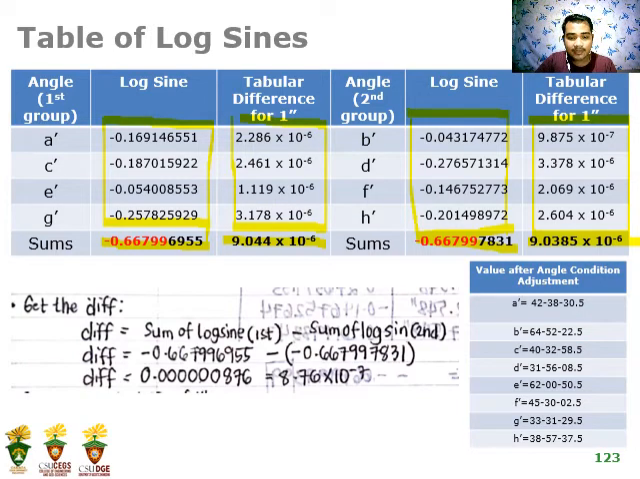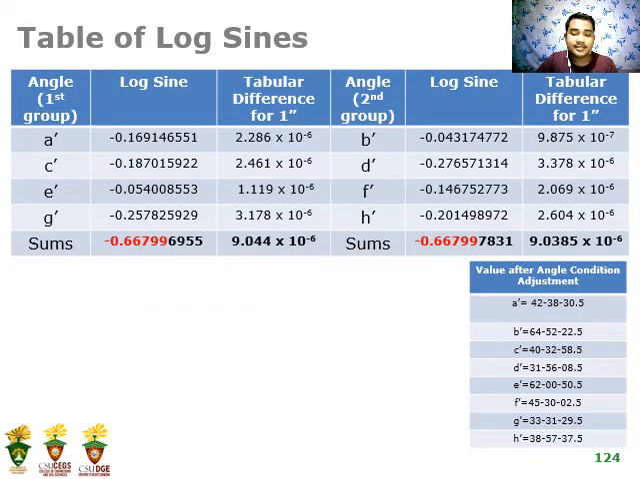And we're going to get the difference. To get the difference, it's the sum of the log sines of the first group minus the sum of the log sines of the second group. Substitute here and here. Substitute the values, and we get a value of 8.76 times 10 raised to the power of negative 7.